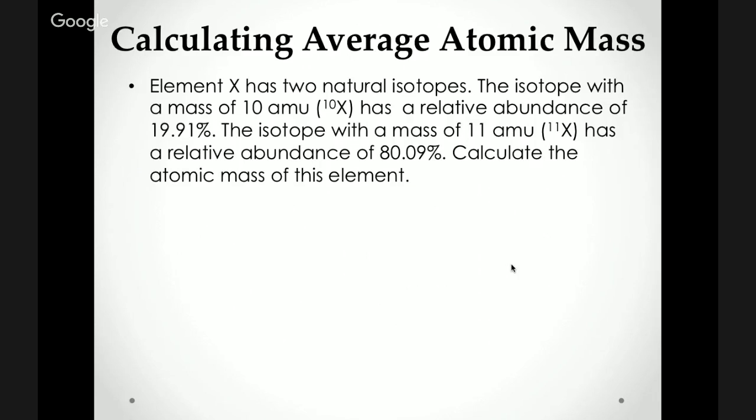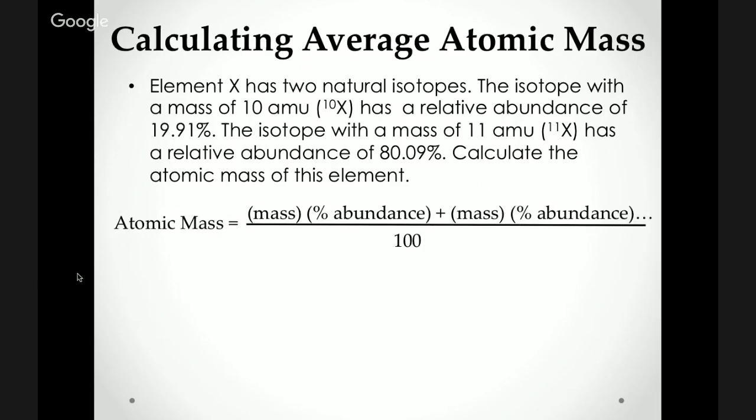So let's look at an example here. We have element X, and it has two natural isotopes. The isotope with a mass of 10 AMU, and notice how it's being represented, has a relative abundance, or it could be a percent abundance, of 19.91%. The isotope with a mass of 11 AMU has a relative abundance of 80.09%. Calculate the atomic mass of this element. Now in the Regents, you may be asked to actually calculate or just show the correct numerical setup. So let's go through the simple procedure that you need to do in order to come up with that.